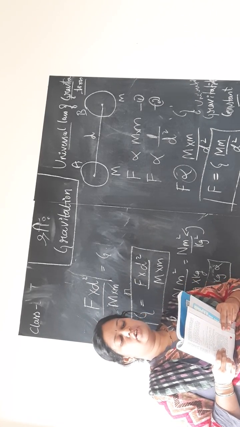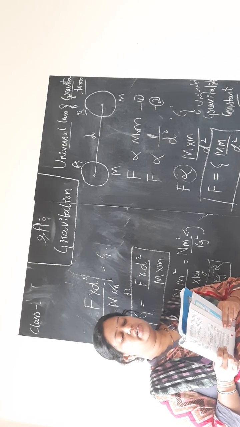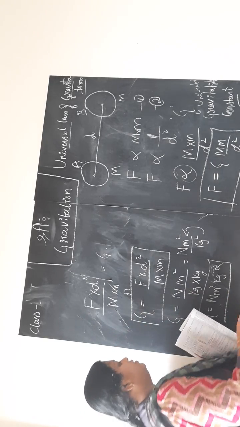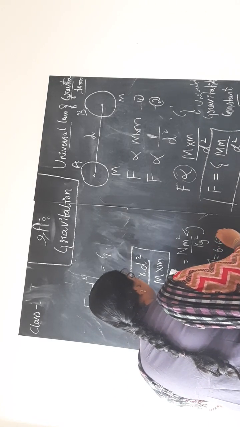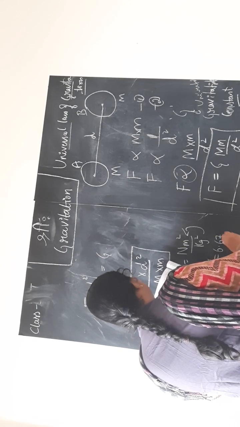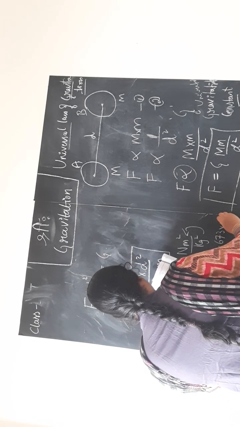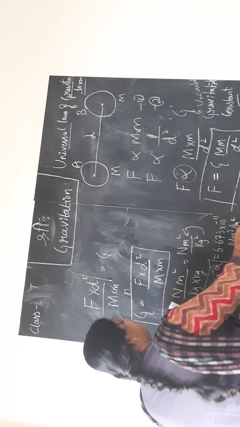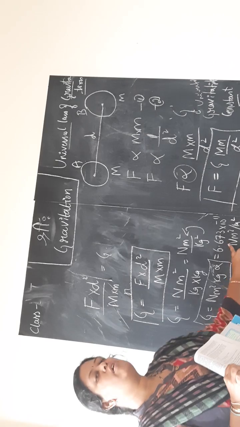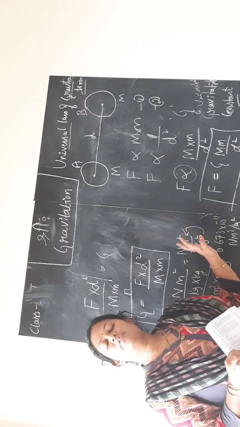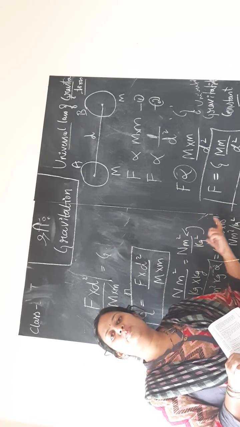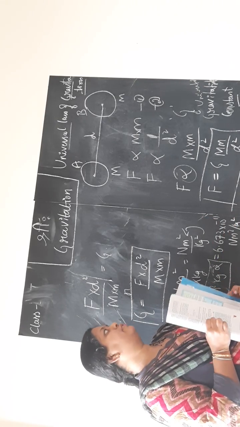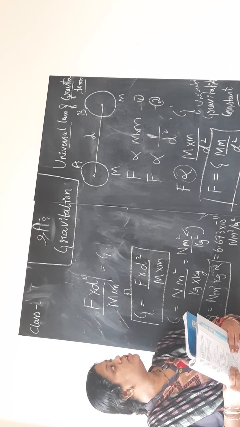The value of G was found by Henry Cavendish by using a sensitive balance. The accepted value of G is 6.673. This is very important for solving problems, children. 6.673 into 10 to the power minus 11 Newton meter square per kg square is the standard value of G. The derivation you don't have, you will have to remember the standard value of G, that is 6.673 into 10 to the power minus 11 Newton meter square per kg square is the value of gravitational constant G, children. This was found by Henry Cavendish.